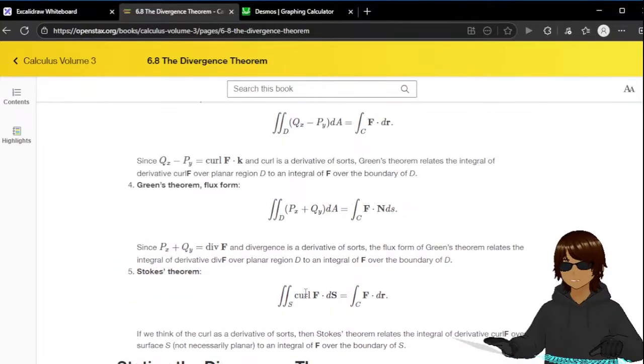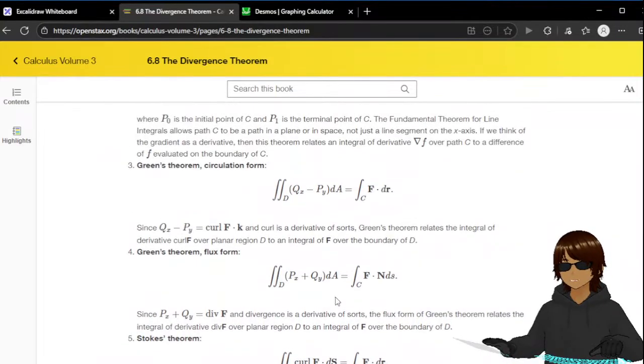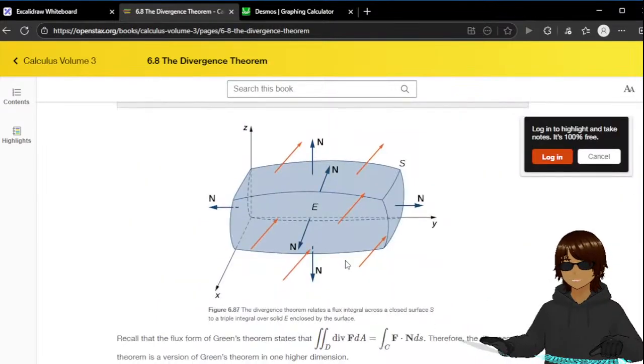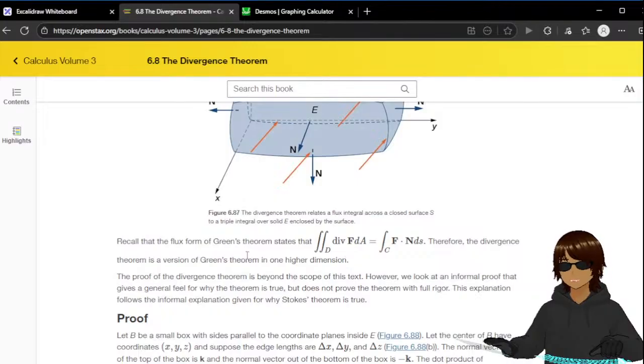Okay, so Stokes' theorem talks about surfaces. Green's theorem talks about lines. And I think the divergence theorem, this over here, talks about the entire volume. Recall the flux form of Green's theorem states that the double integral over D of divergence F dA is equal to the integral of F dot n ds. Therefore, the divergence theorem is a version of Green's theorem in one higher dimension.